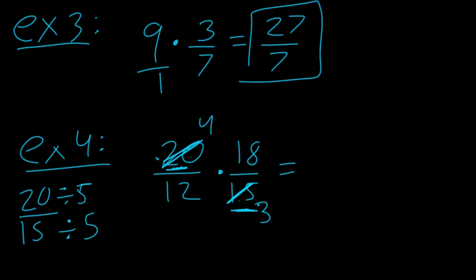Now I want you to look at the 18 and the 12, and pardon this siren, the downsides of living next to a fire station. This 18 and this 12, what is the largest number that you know of that both 18 and 12 can both be divided by? And yeah, if you said 6, you are absolutely correct. We can divide both the top and the bottom by 6. So 12 divided by 6 is 2, and 18 divided by 6 is 3.